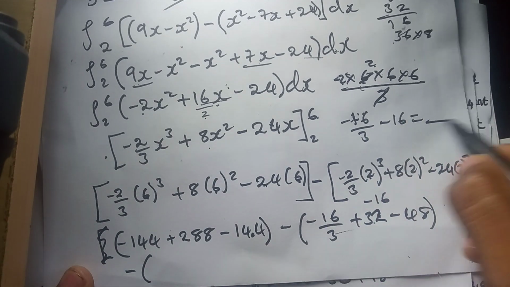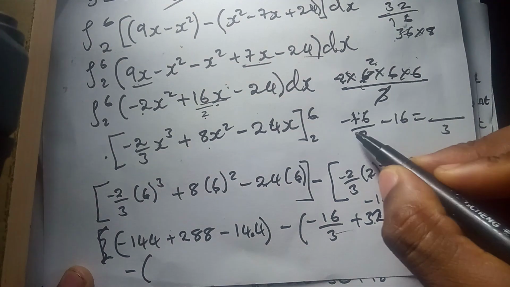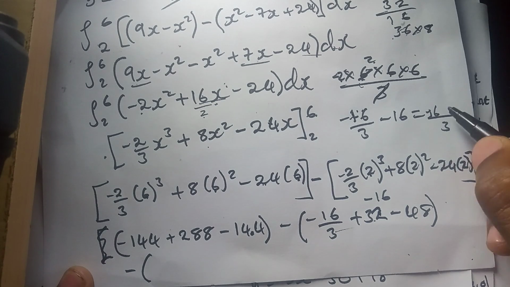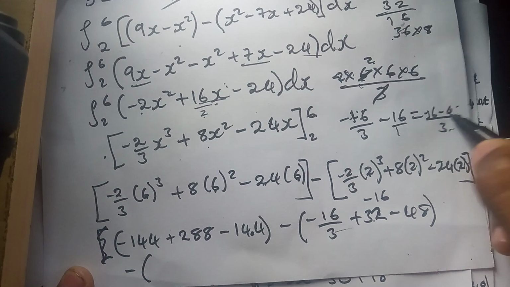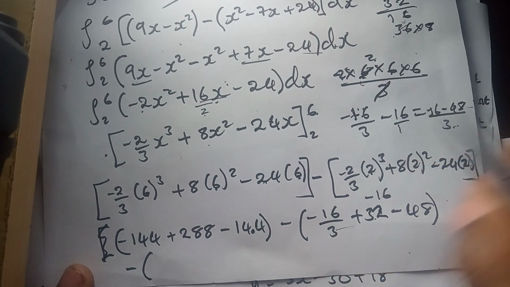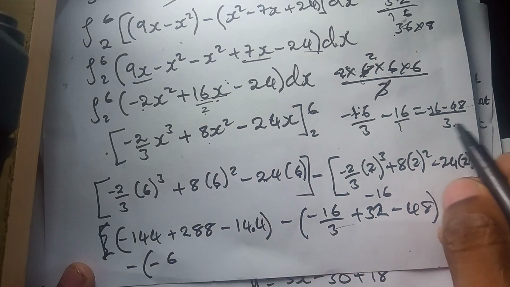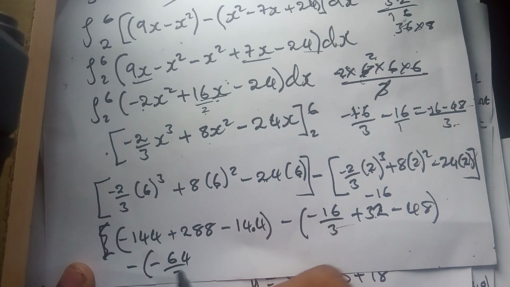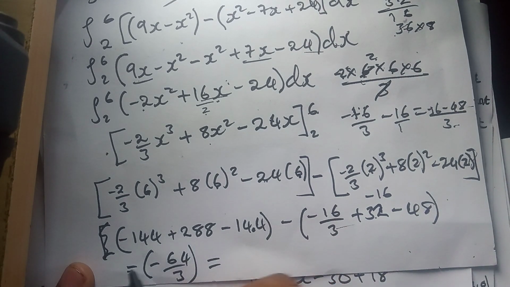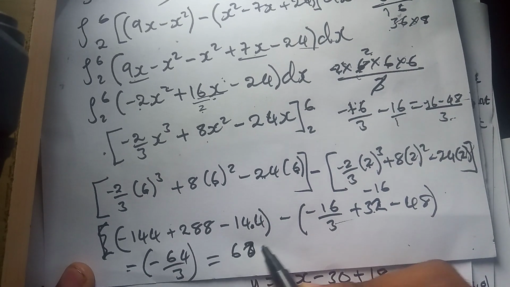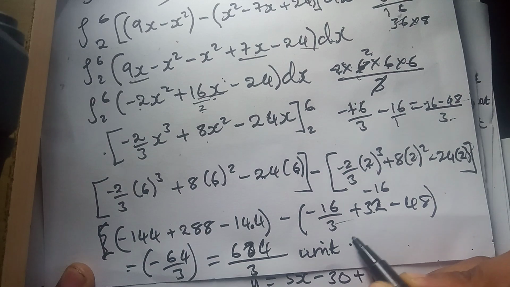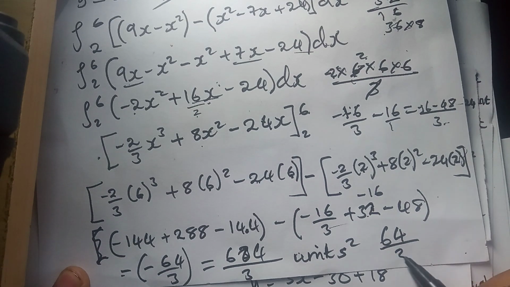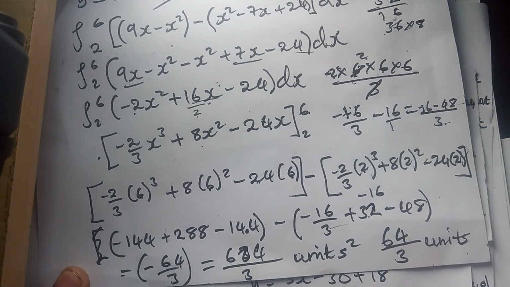This is like, common denominator is 3. And then we have negative 16. Then 1 into 3 is 3 times this. We have 48. And then when we add these, we get negative 64. Yeah, negative 64 over 3. Then negative and negative will be positive 64 over 3. And since this is area, it has units like that. So our area is 64 over 3 square units, and you are done.